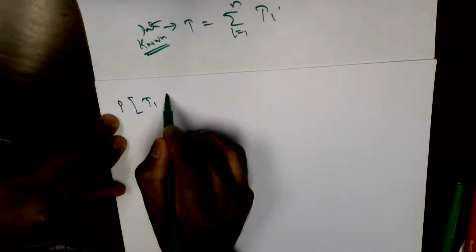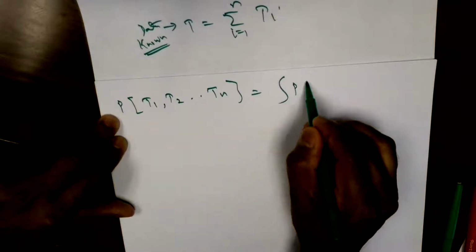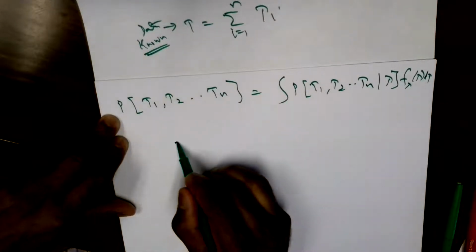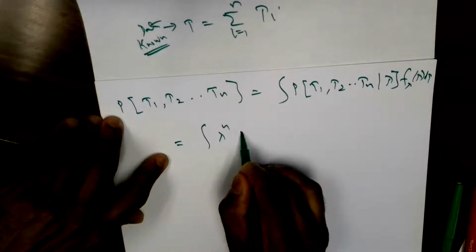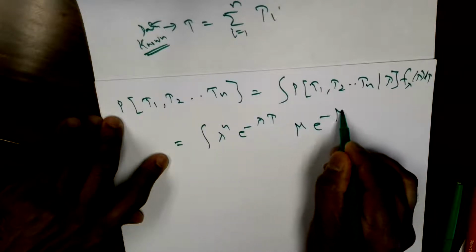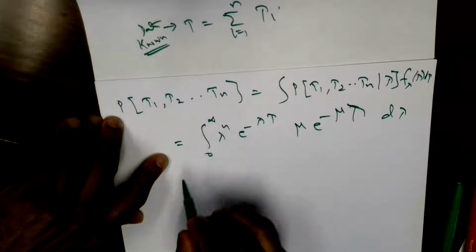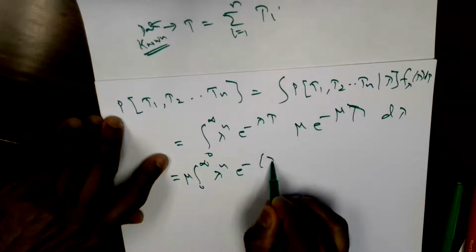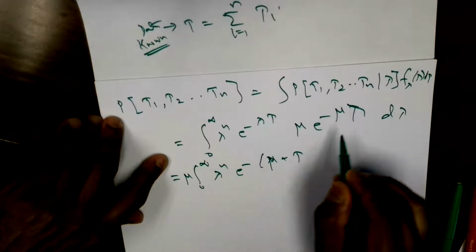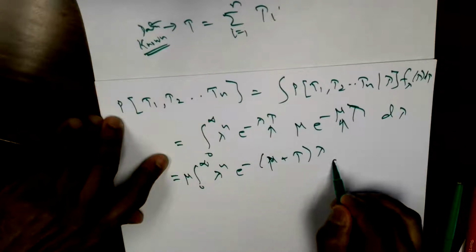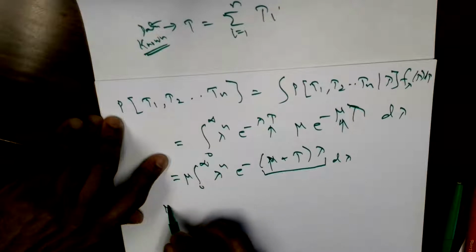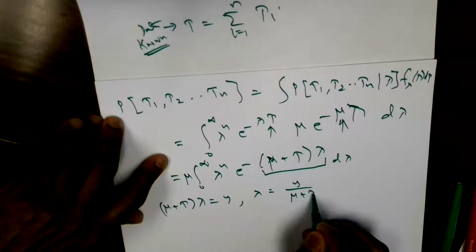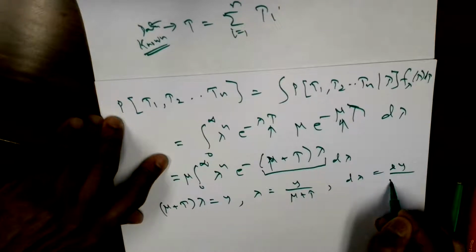So we want the density of tau 1, tau 2, etc., tau n. That's going to be averaged out over lambda, as we did in a few other lectures. If I do that correctly, this is going to be the integral from 0 through infinity of lambda to the n e raised to minus lambda tau, times mu e raised to minus mu lambda, d lambda. So mu goes outside, and we have lambda to the n e raised to minus lambda times mu plus tau, d lambda. To make progress, I'm going to call mu plus tau multiplied by lambda a new variable y. So lambda is y over mu plus tau, and d lambda is dy over mu plus tau.